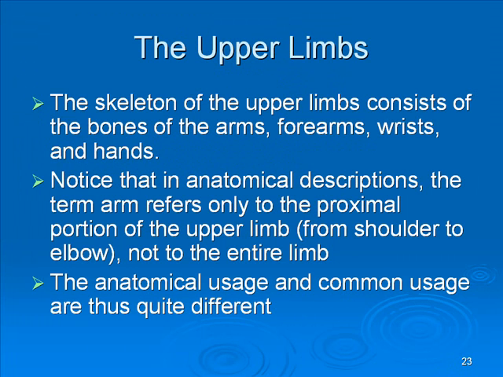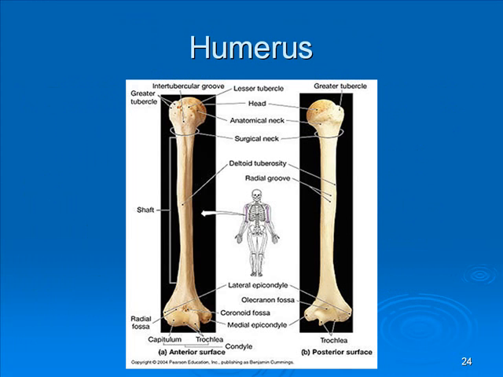The skeleton of the upper limbs consists of bones of the arm, forearm, the wrist, and the hands. And again, there's some anatomical descriptions that are going to be important because you're going to need to identify what is the proximal portion of the bone, what is the distal portion of the bone, and these terms are going to be used throughout identifying skeletal structures, as you will see.